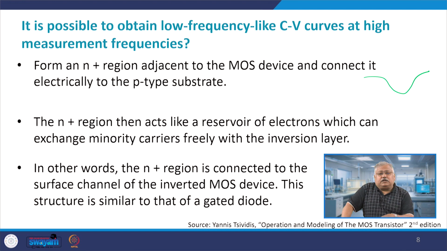So, if you want to convert a high frequency measurement to show a low frequency CV curve, a good idea is to have an N plus region acting as a surface reservoir to insert a large number of minority carriers. Once you do that, the device is able to respond to the varying values of the charge carriers.